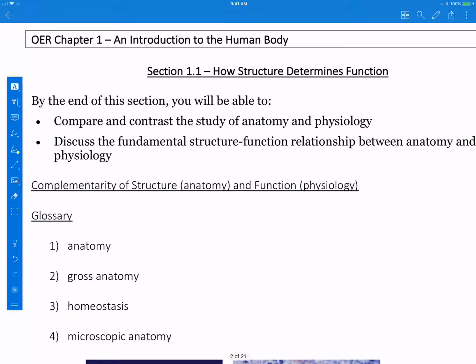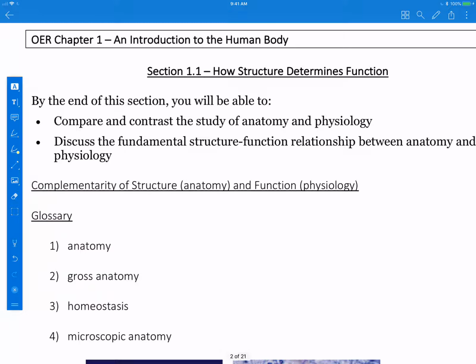And if you want to take notes on this outline, you could go ahead and click on the first link that says Chapter 1 Student Outline. This is totally optional, but it can make things a little bit faster if you just take notes on that outline.